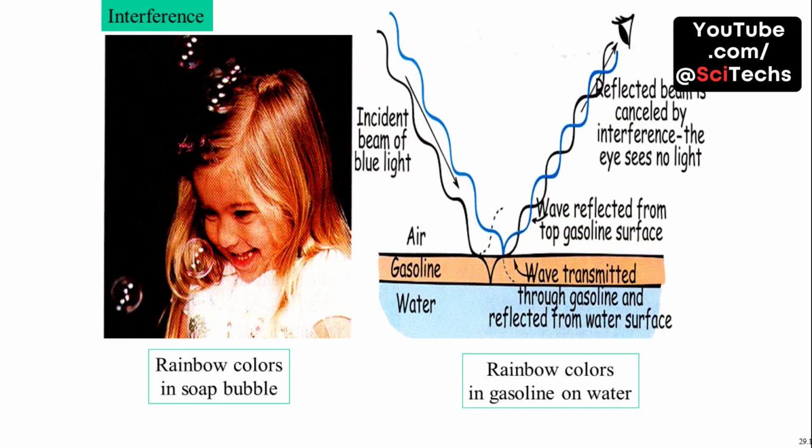Rainbow colors in a soap bubble are a result of interference. Light waves reflected from the inner and outer surfaces of the bubble create a spectrum of colors.